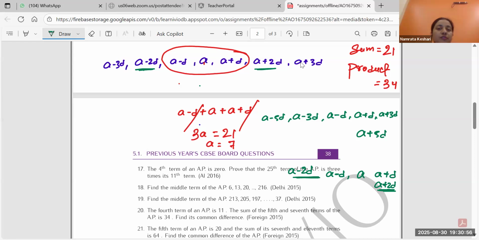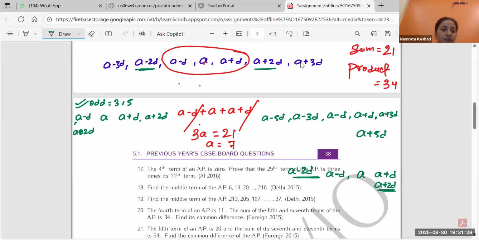Inan, are you getting it? When the question is talking about even number of terms, then we are following alternate terms. When the question is talking about odd number of terms, then we are taking A and the next term to A, that is A plus D, and the previous to A, that is A minus D. This way we are taking odd number of terms. That is maybe 3 terms, or if it says 5 terms, then the next one and the previous one. Are you getting it, Inan?